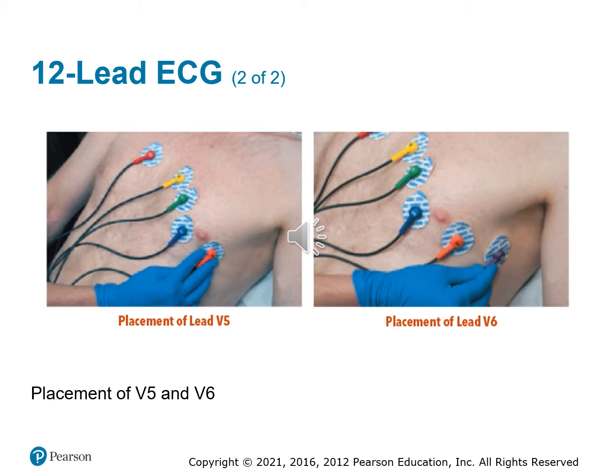I like to put lead 6 on first because I know it's going mid-axillary, again still following that 5th intercostal space, and then lead 5, as you can see in the image on the right, goes right between those lead 4 and lead 6 placements and in that 5th intercostal space as well.